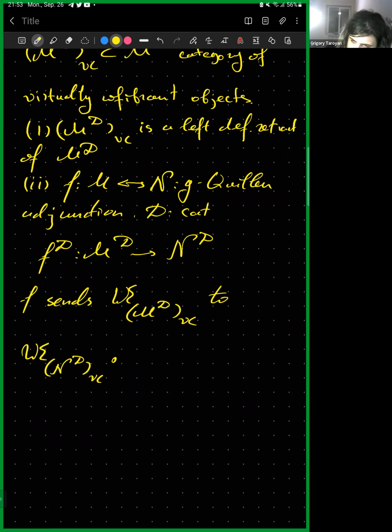In particular, it implies that the colimit functor is homotopical on this subcategory of virtually cofibrant objects.